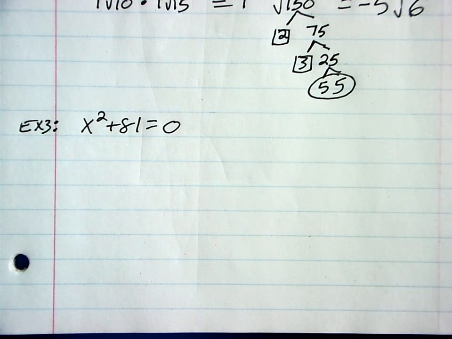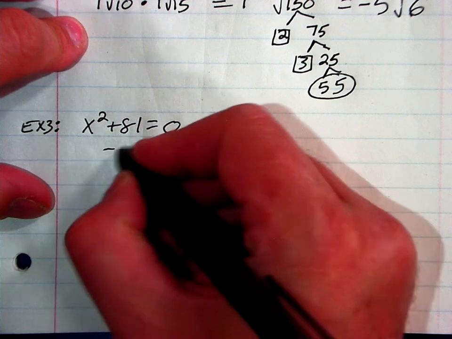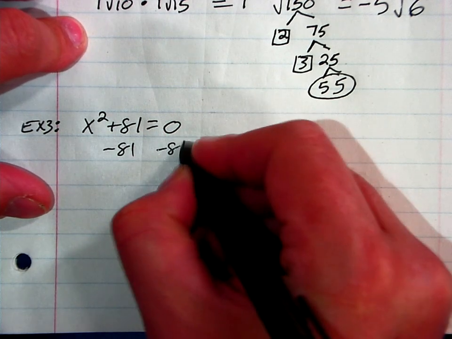All right, what are we doing with this problem? Solving for x. So it's just like a normal two-step equation. What do I get rid of first? 81. Okay. So subtract 81 from both sides.